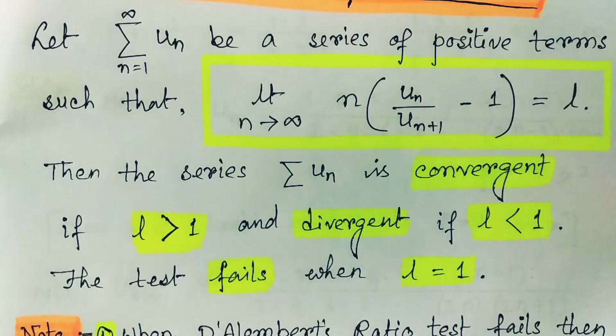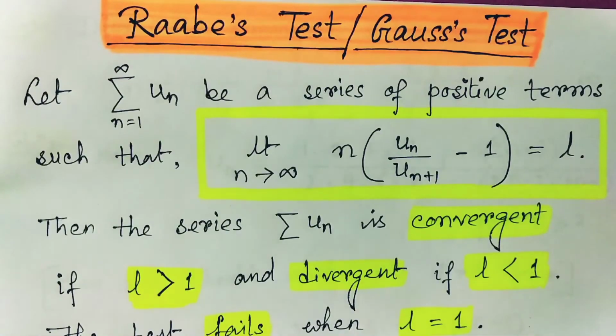So sometimes this Raabe test is called the Gauss test also. Actually, Gauss test is the generalized test from where we can derive this Raabe test. So anyways, what is Gauss test in general, that we discuss later on after this video. Right now it is the Raabe's test.